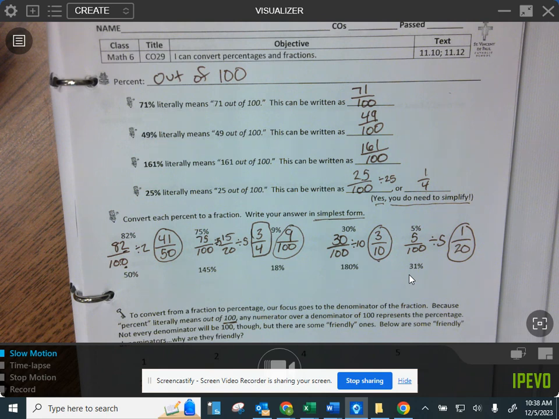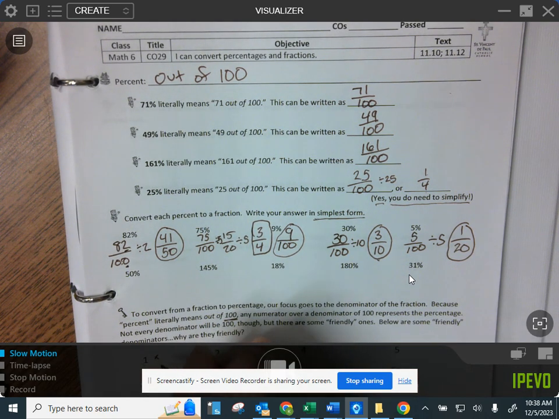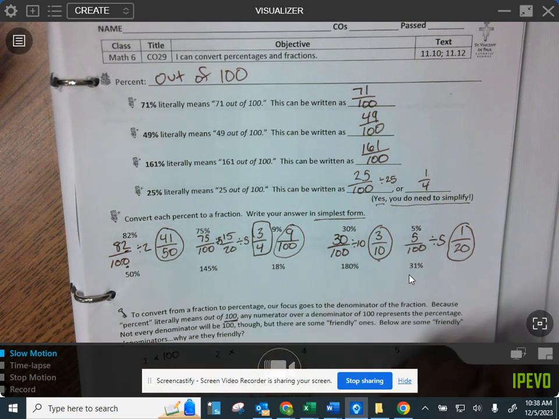Because they can get to 100 easily. What do we multiply 1 by to get to 100? Callie? 100. What do we multiply the 2 by to get to 1?